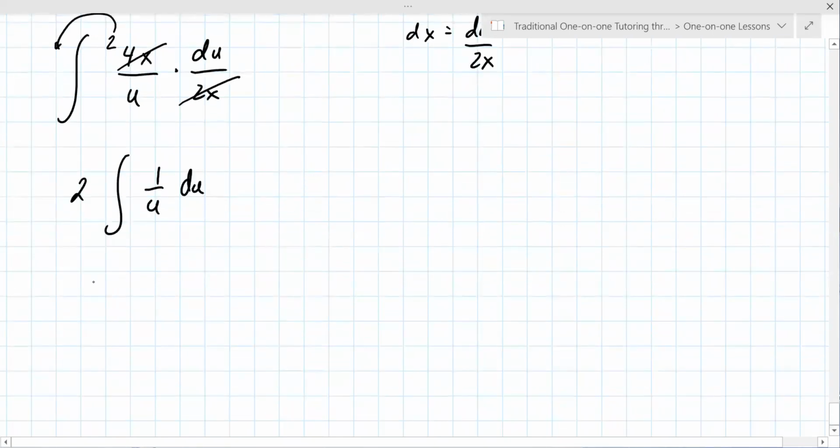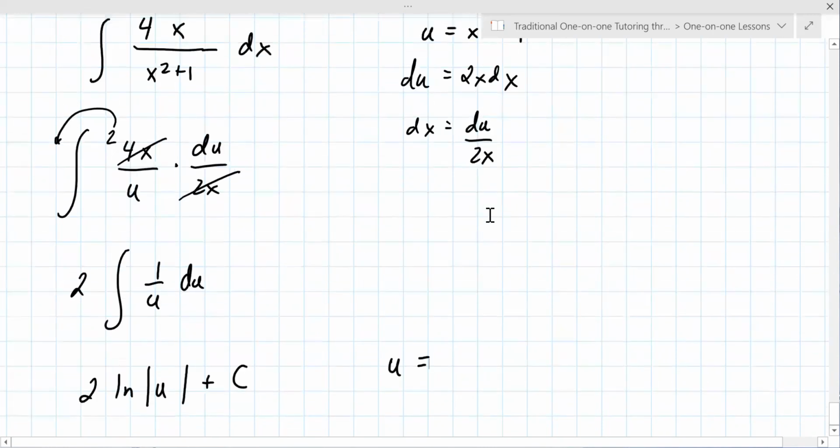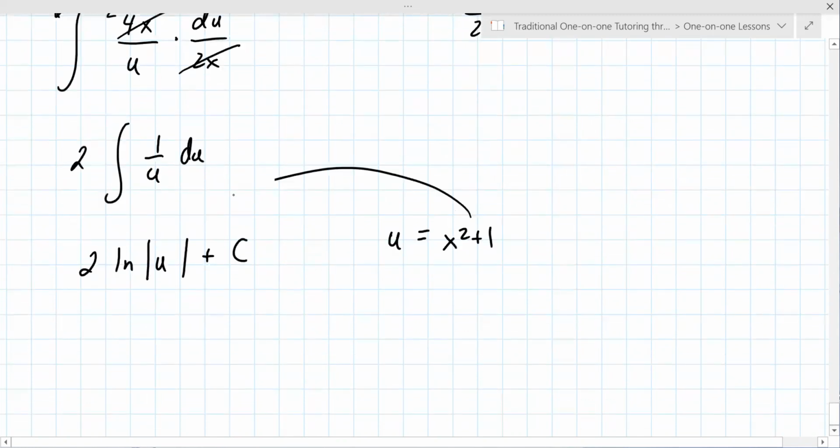Okay. So your instructor will be glad that you can find the antiderivative or integral, but they do expect you to get the numbers as well. So what was u here? X squared plus 1. It's very important to put that u back in.